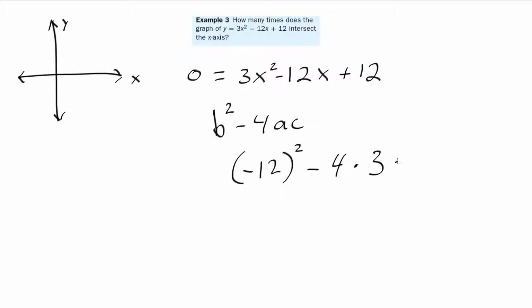12 squared is what? You know this, right? 144. Minus 4 times 3 is 12, and 12 times 12 is 144. So the discriminant equals 0. That tells us there is one real solution.